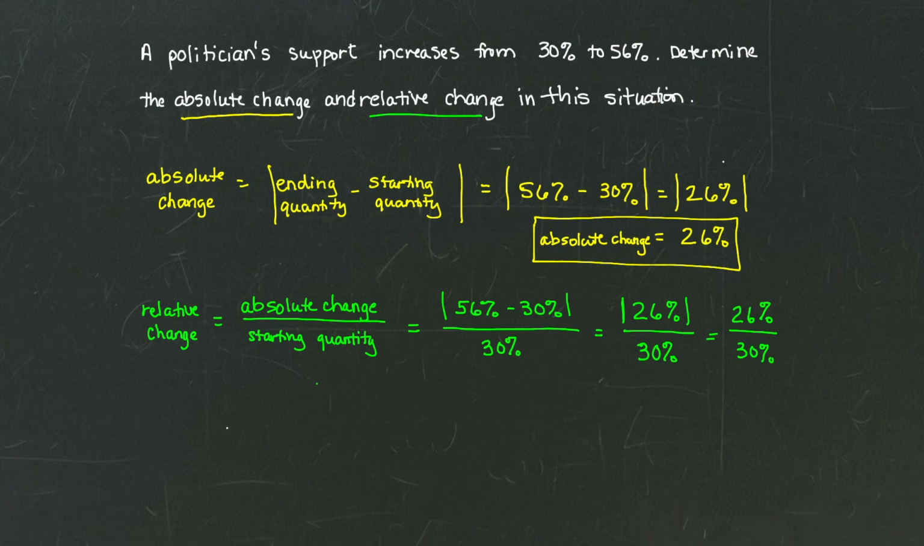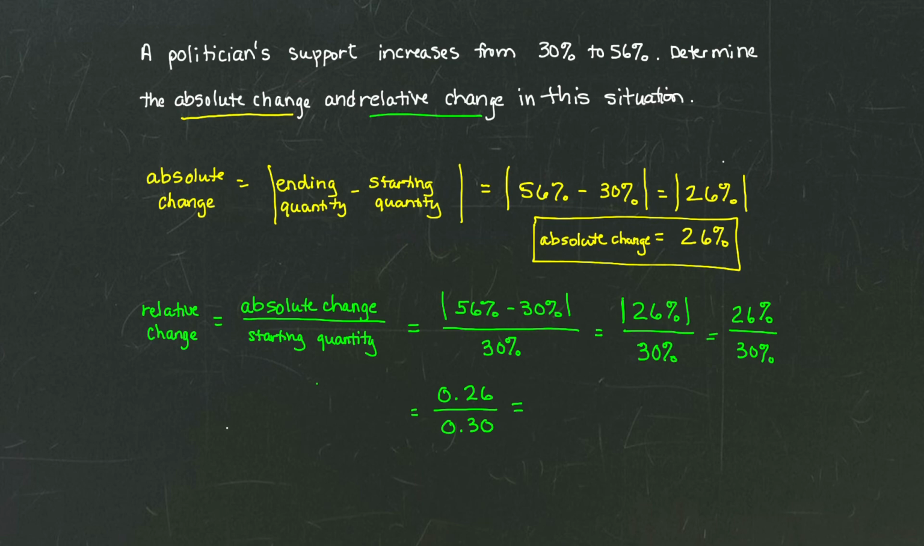And what can we do here? This is a simple division. 26% is 0.26, right? This is one way to think of it. And 30% is 0.30. And if we take 0.26 divided by 0.30, that gives us our relative change.